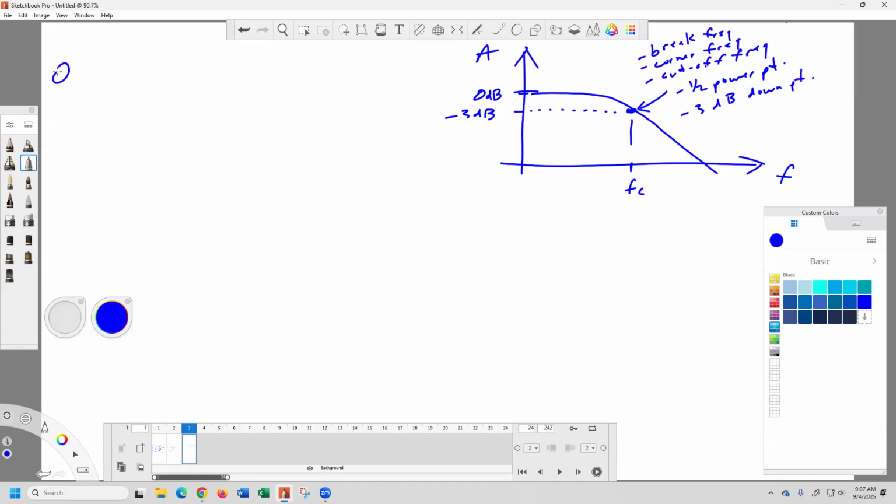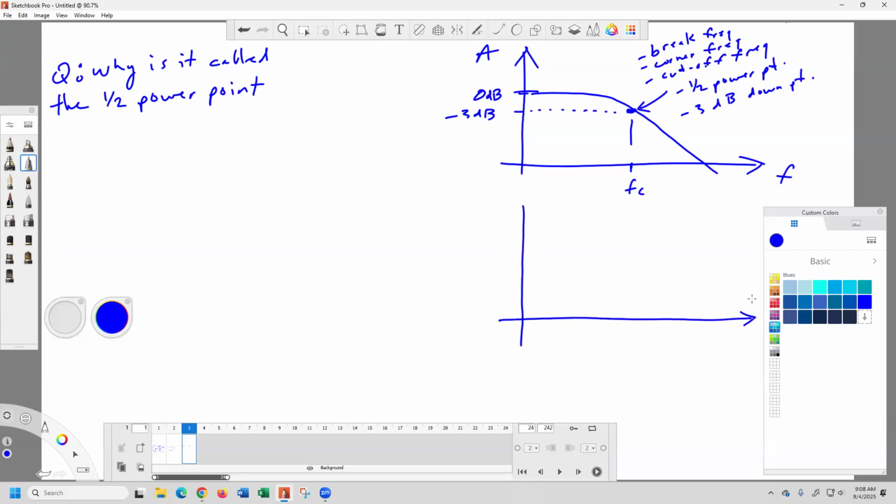So the question is, why is it called the half power point? Remember, this is the frequency response of a filter, a passive filter, or it could be an active filter. And this is in the frequency domain. The vertical axis is gain. So right here, it's just passing the signal. And right here, the signal is getting cut off, and then it drops off.